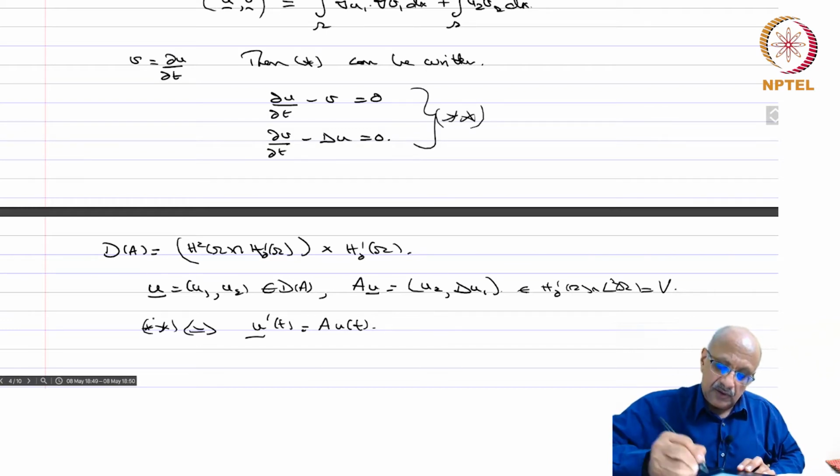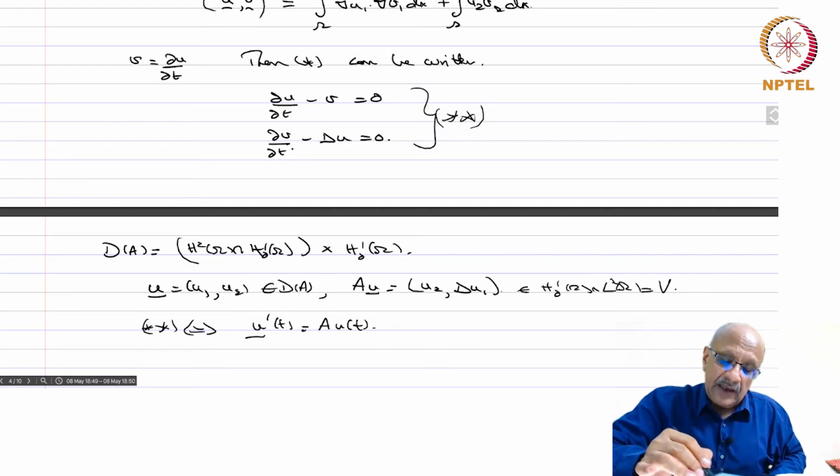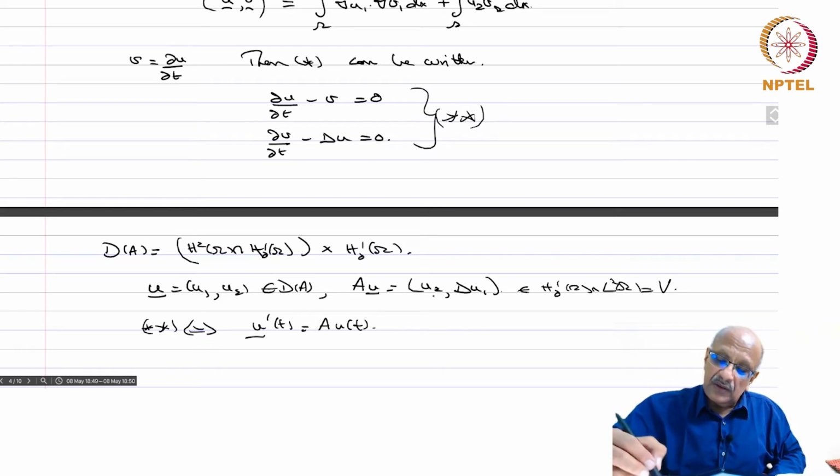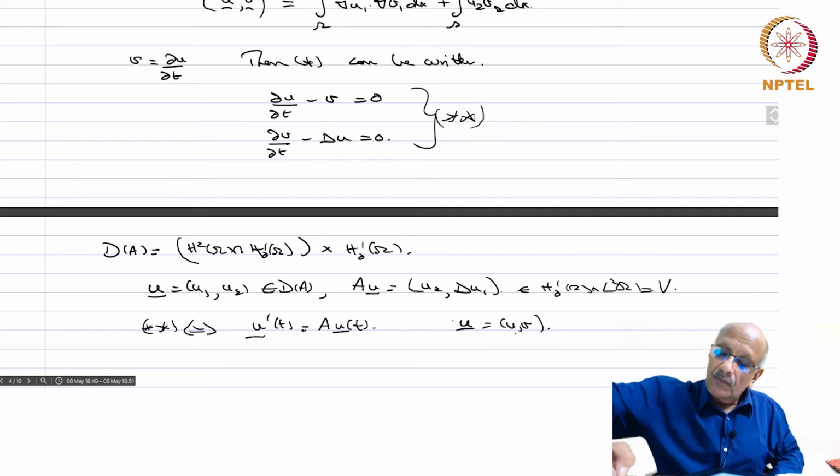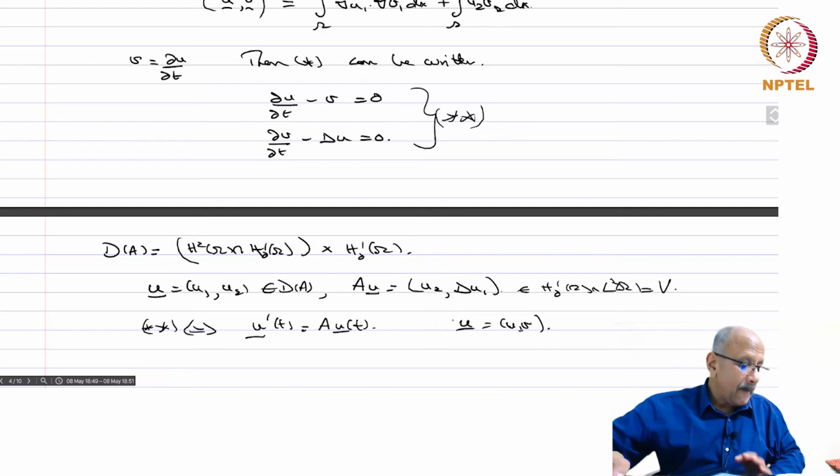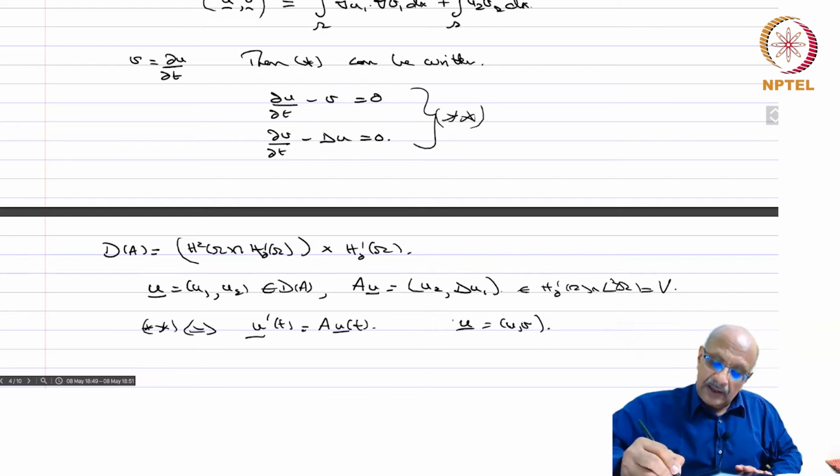Let us say (double star). You have d/dt of (u, v), that is u'(t), and then you have minus Δu equals A of u(t). So if you take it to the other side, v − Δu is nothing but the A of u, where u equals (u, v) now. And then u(0) is nothing but (f, g).